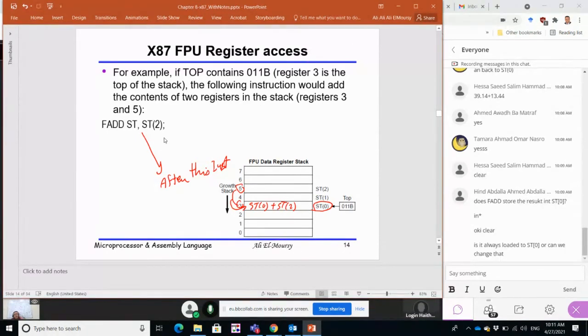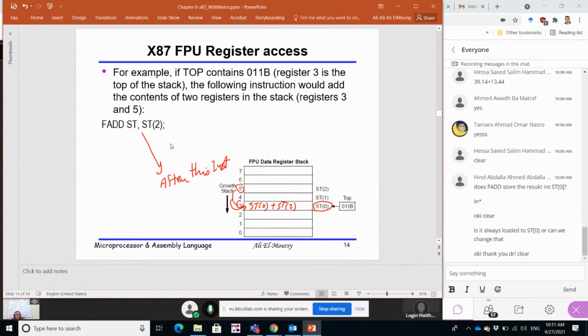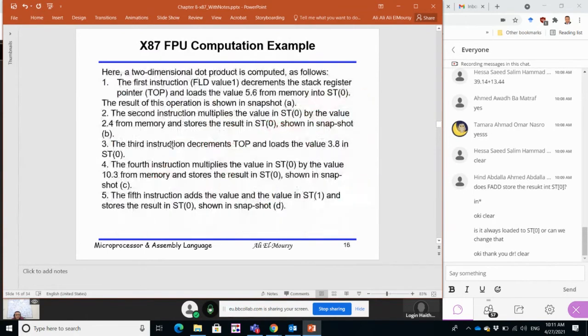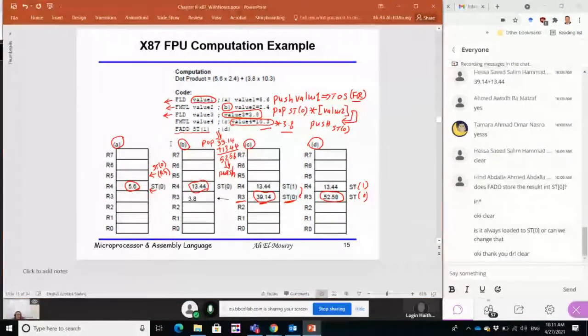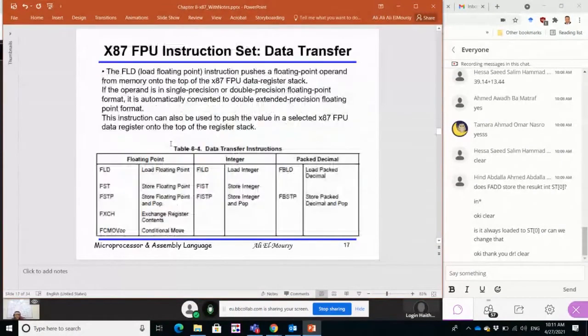I don't always have to provide two operands. I may provide one operand or two operands. There is a significant amount of flexibility here, and that's why we have a lot of opcodes. Right? This slide is just explaining in words all the steps that we have just demonstrated here.